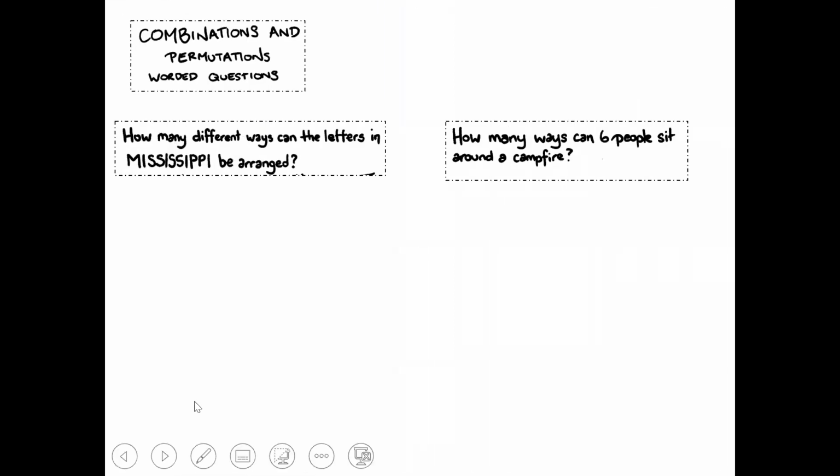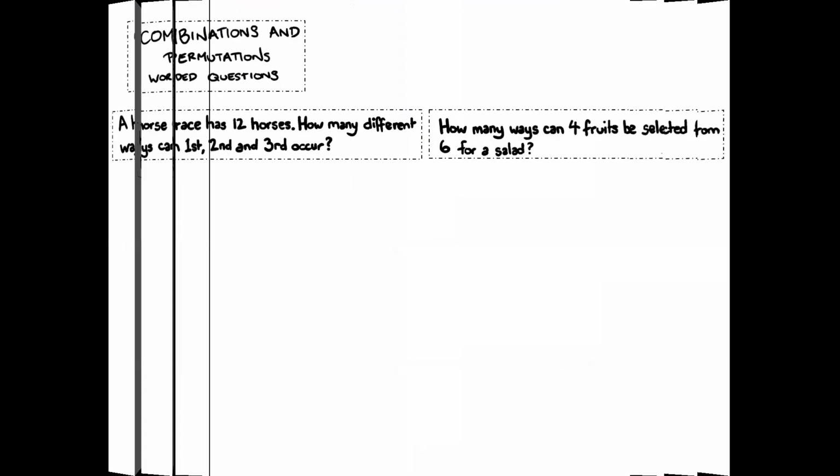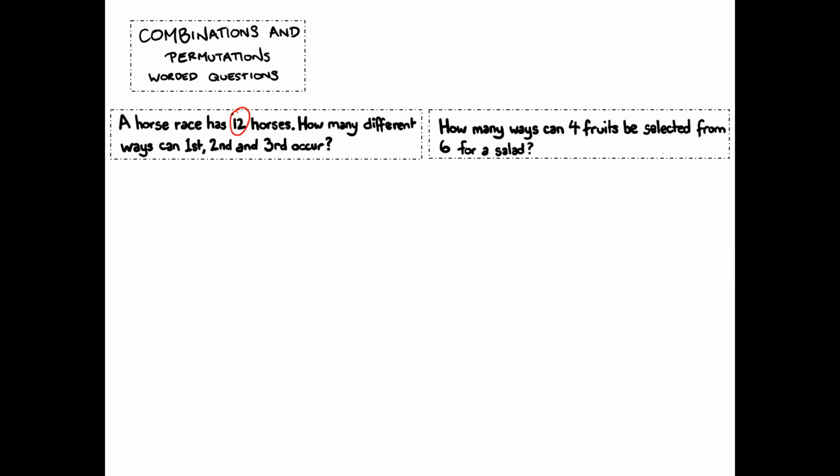All right, let's take a look at this right here. First question says a horse race has 12 horses. So that's going to be one of my numbers. How many different ways can first, second, and third occur? Well, in this case, because there's a first, second, third place, order does matter. So in which case, what you're going to be using is permutation, okay?